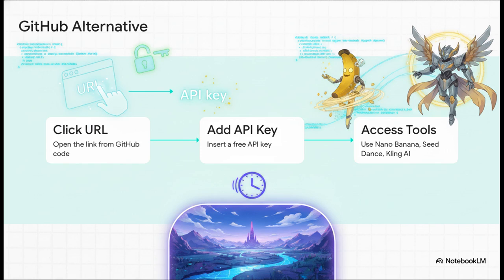So how do we bypass this? Well, here's a fascinating open-source GitHub alternative workflow. Basically, the secret GitHub code acts as a free open-source alternative to Hexfield without eating up any of your credits. You literally just click the URL in the GitHub code, grab a free API key, and suddenly you have access to top-tier tools like Nano Banana, Seeddance, and Kling AI. It is a massive backdoor for creators.